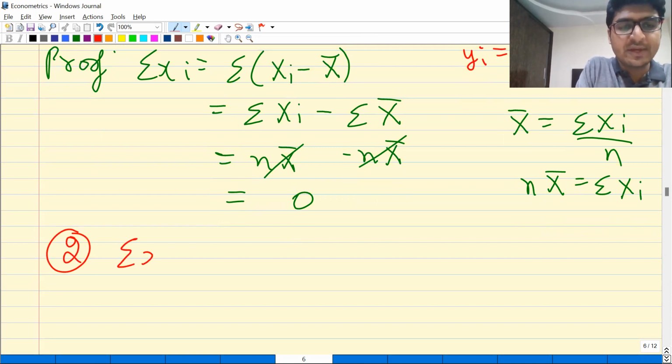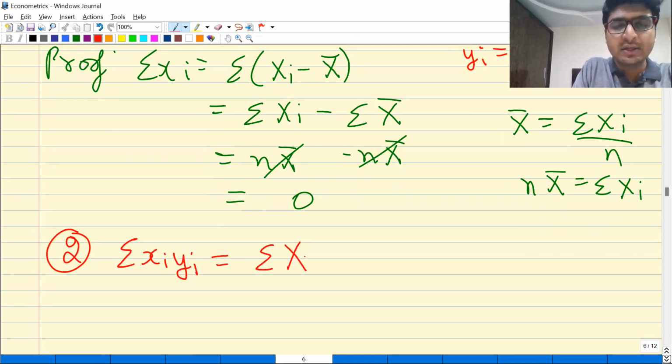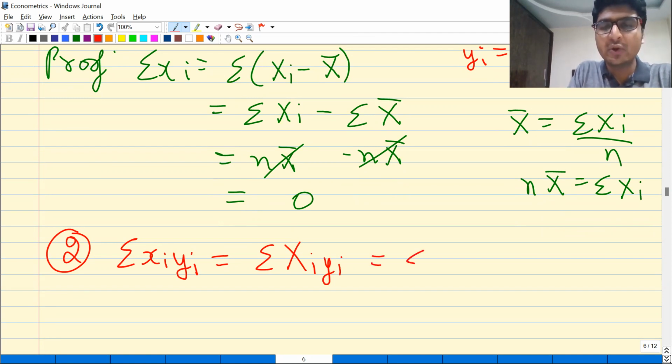Next one is that summation xi yi is equal to summation capital Xi यानी actual X की value into small yi यानी deviation from the sample mean of y. It is equal to summation small xi into capital Yi.